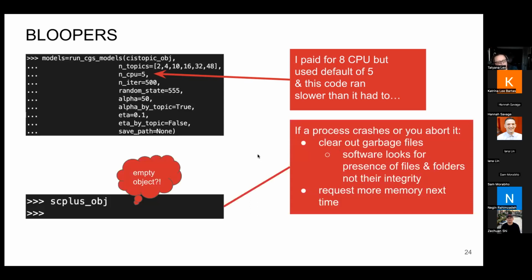The next one is a part that I already mentioned that crashes a lot. I didn't realize that when I restart, the software only looks at the presence of certain files, but not their integrity. So as I was moving forward and just chugging through, those garbage files were messing up the analysis, and I ended up with an empty object. I had to go back, clear out the garbage files that didn't get made correctly because the software crashed, and restart. And then basically the most important thing I did next time was request more memory, and then it worked.